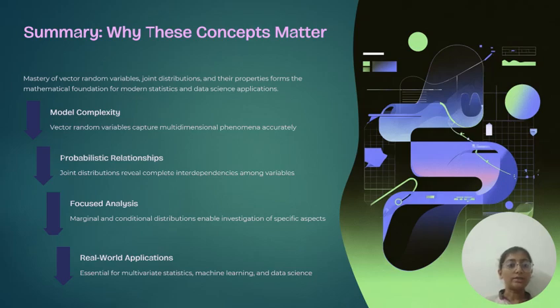Joint distributions reveal complete dependencies among variables. Marginal and conditional distributions enable investigation of specific aspects, and they are essential for multivariate statistics, machine learning, and data science. They are used in real-world applications.